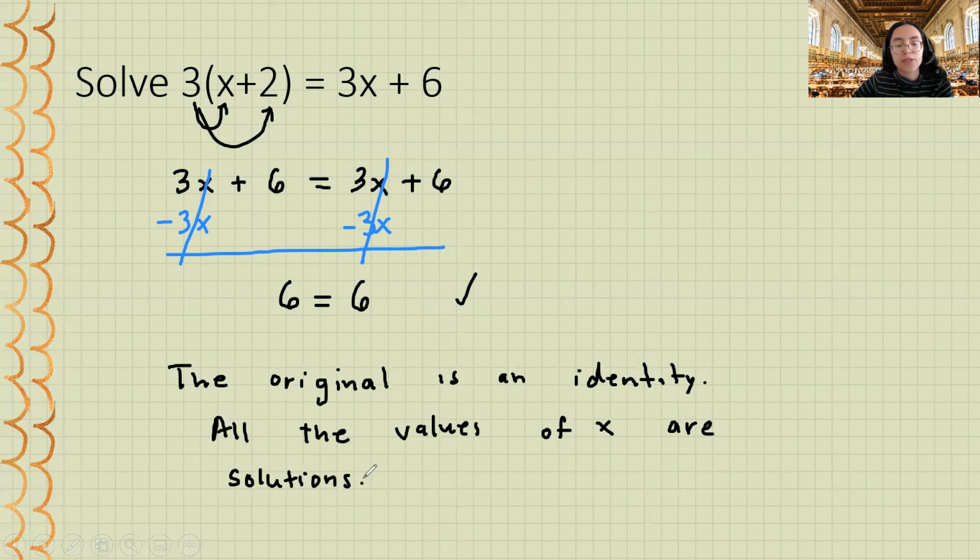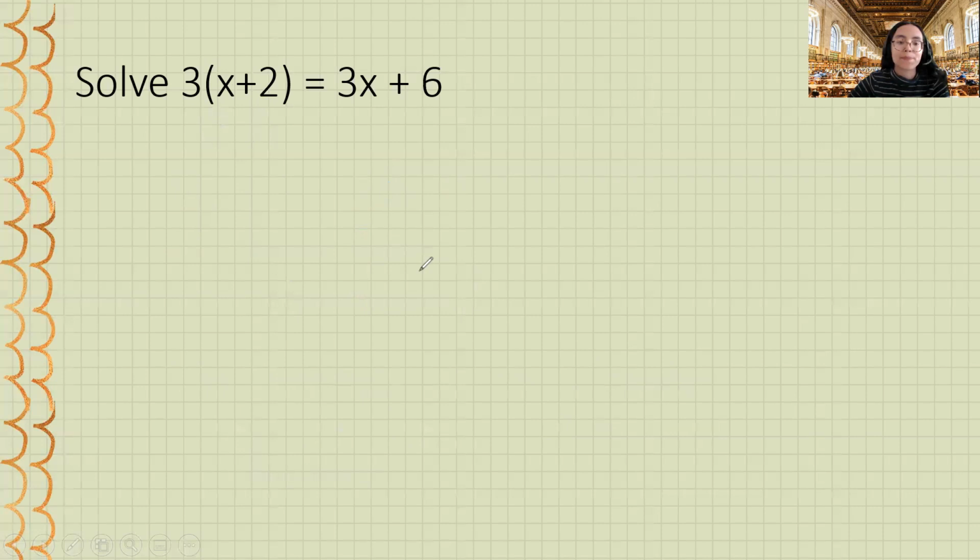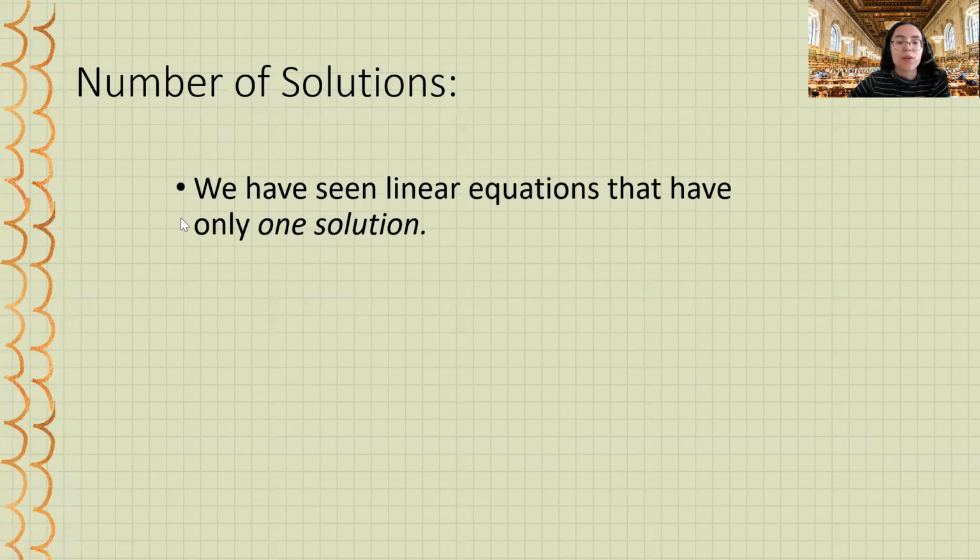Let's go ahead to the next slide so we can learn some new definitions. So we can have different numbers of solutions when we're solving equations. And we have seen linear equations that only have one solution. So when we do all of our work, we are left with a very specific number, x is equal to 2, and that is one solution for that equation.